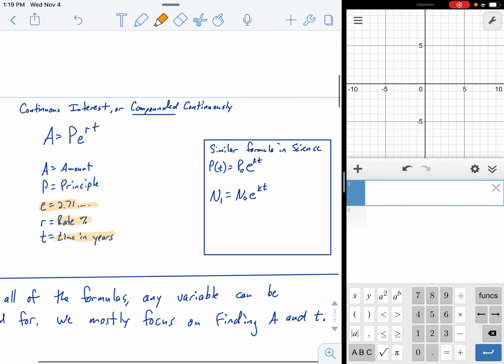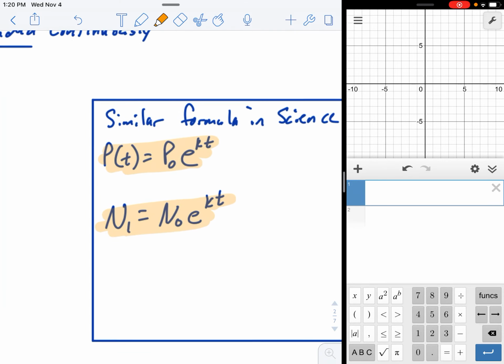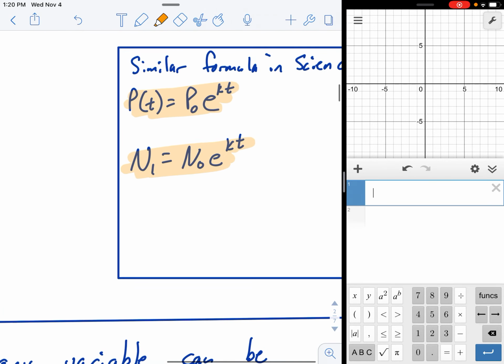this same formula does appear in science, and you might see it like this in function notation, or it might exist like this with N and N sub 0, N1, N0. These are for any sort of growth or decay. The first one you might see in biology for population growth, be it bacteria in a petri dish or a number of bald eagles in a particular state. You can use this formula to model that growth. The second one could also be used for growth, or it can be used for decay, like radioactive decay. The same formula works. The difference is in the rate.